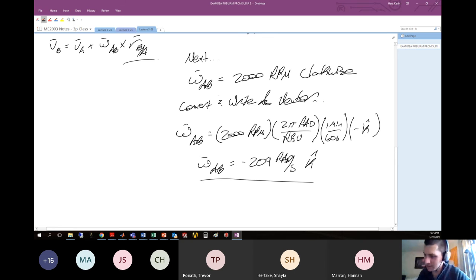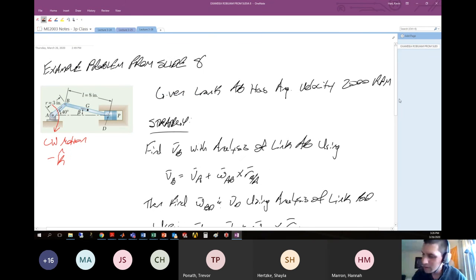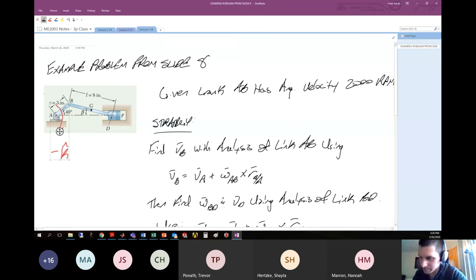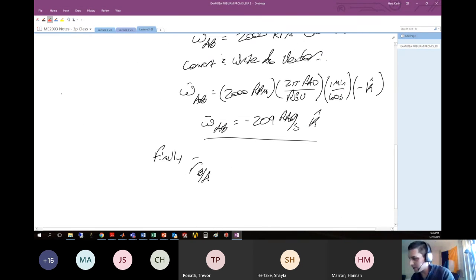Last thing we need is the position vector locating B from A. For this, we're just going to leverage some trigonometric relationships. That is this position vector here, locating B from A. Notice we're given this angle of 40 degrees, and we're given the length of this particular link. So that makes our life pretty easy.